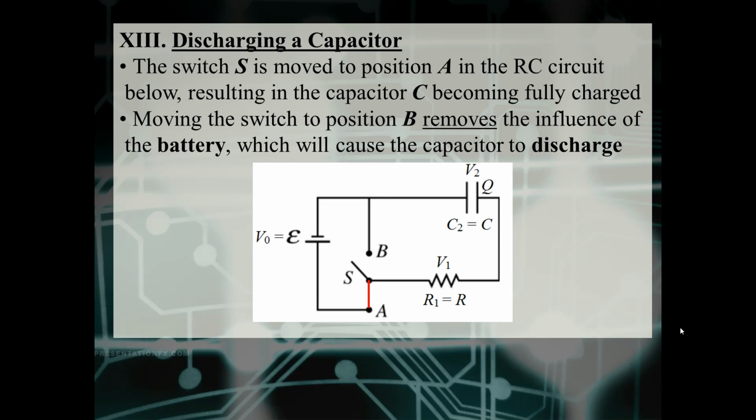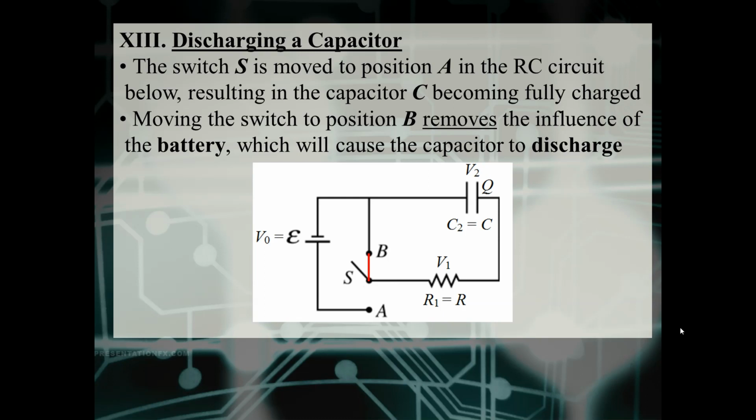Now, if we take that same switch and after we've charged the capacitor, we then move that switch to point B, what we're then going to do is take the battery out of the circuit. So if I remove the switch from A and turn it to B, now I have a circuit only on the right-hand side. So the branch that now has the battery is now an incomplete branch. So the battery is no longer part of the circuit.